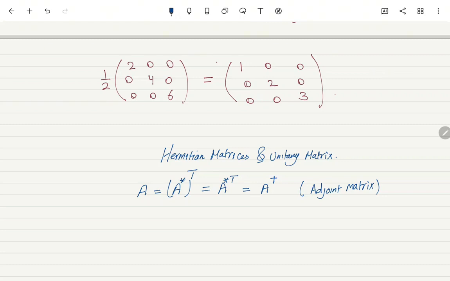From this definition, we can see that the symmetric matrix is actually a special case of a Hermitian matrix when all the elements are real. Therefore, a matrix U is said to be a unitary matrix if U inverse is equal to U adjoint. If this condition is satisfied, it is called a unitary matrix.